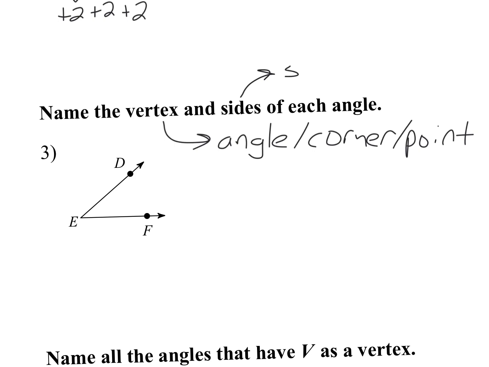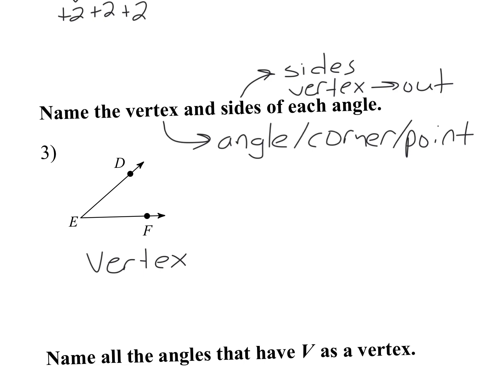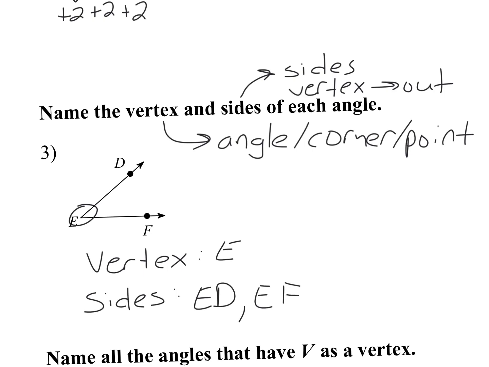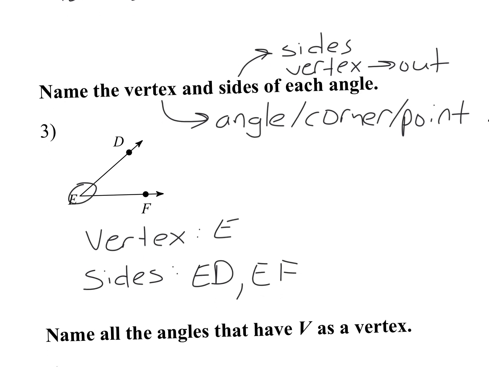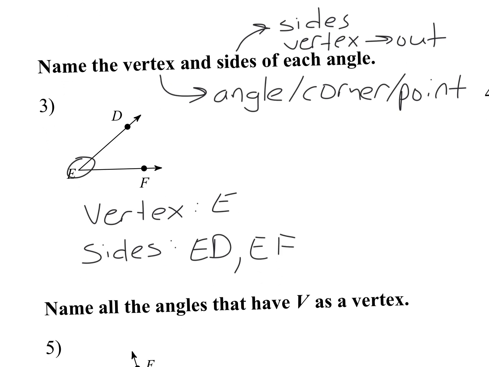The sides, remember, from the vertex out. Okay, so on 3, vertex is what? E, it's that point, that corner. Okay, sides, want to go from vertex out, what's one of them? ED. Always say the vertex first, and then what? EF. So vertex is that angle, corner point, and the sides are from the vertex out. So we have to list the group. Question on that section?